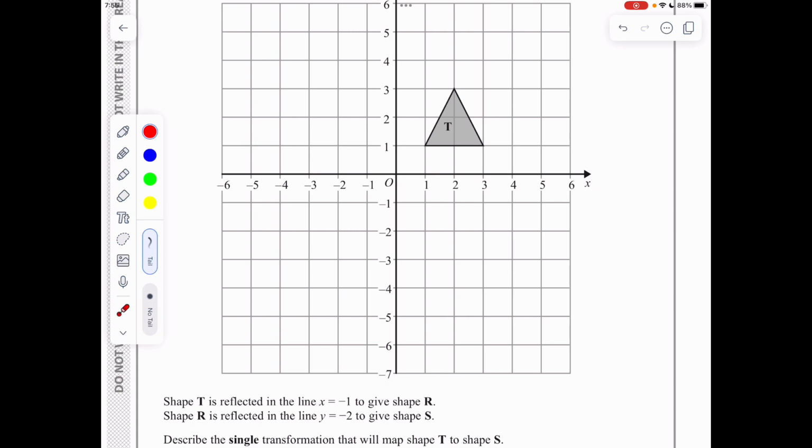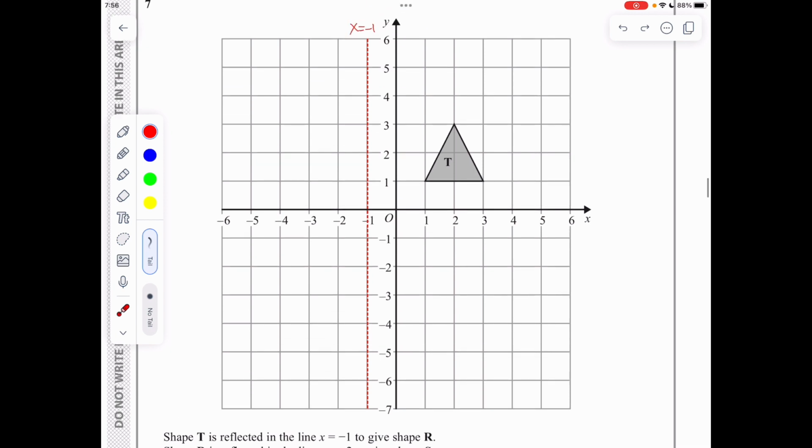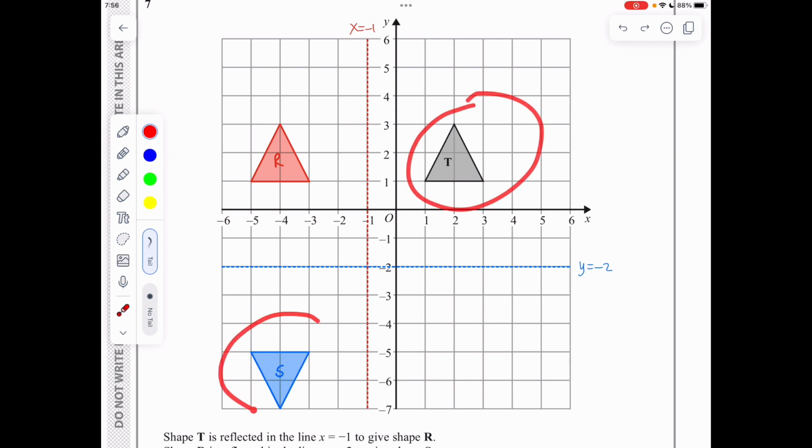So it makes sense to start by drawing these two reflections. So this is the first mirror line, x = -1. We reflect along this line, we get R, which was the image of T. And then we will be reflecting along the line y = -2 to give us S. And we need to work out the single transformation that will take T to S.